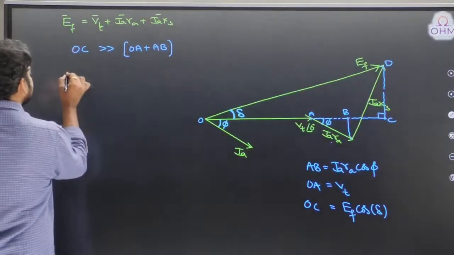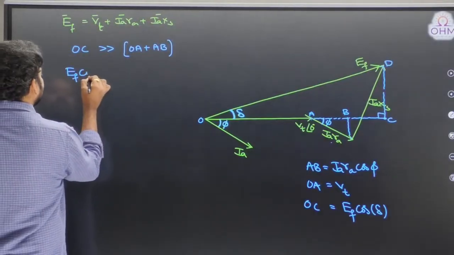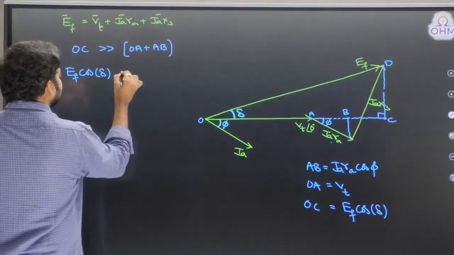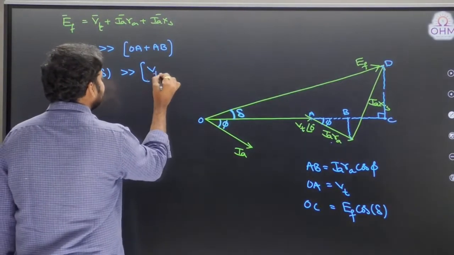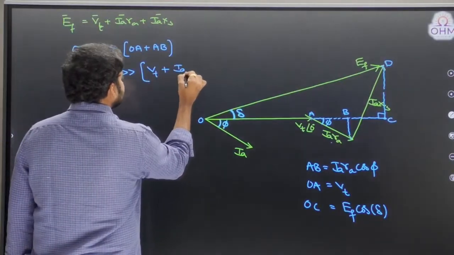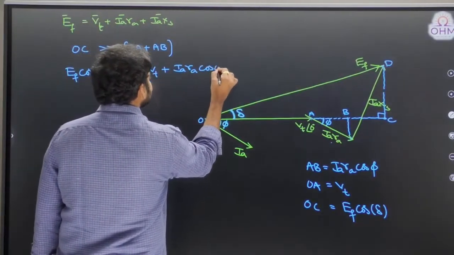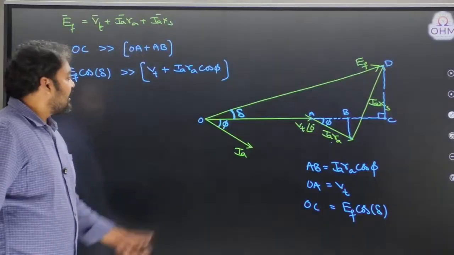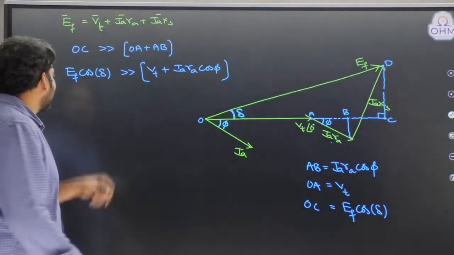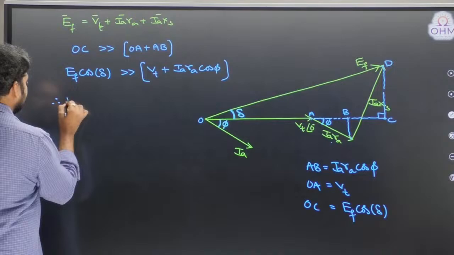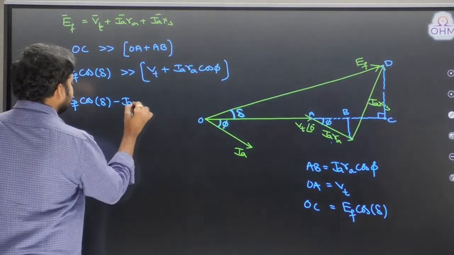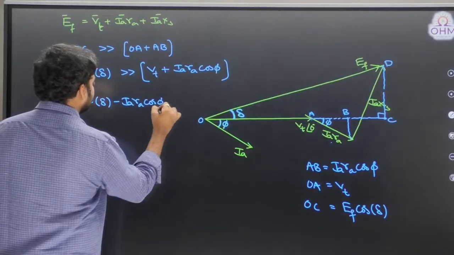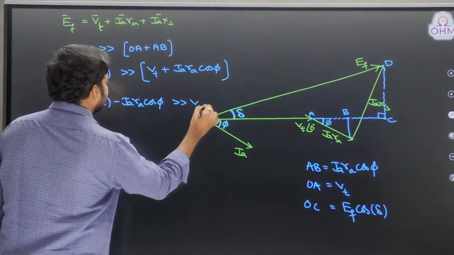What is OC length here? EF cos delta is greater than, what is OA length? Can I say OA length is nothing but VT and AB length is nothing but IA RA cos phi? Got it. Now take this IA RA cos phi to the left side. Therefore, EF cos delta minus IA RA cos phi is greater than terminal voltage.